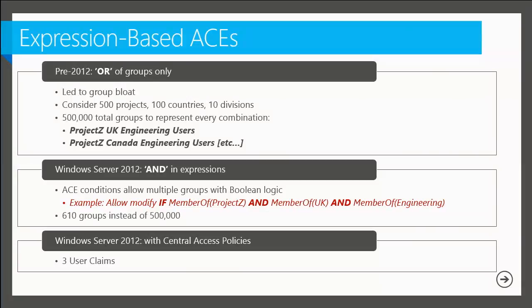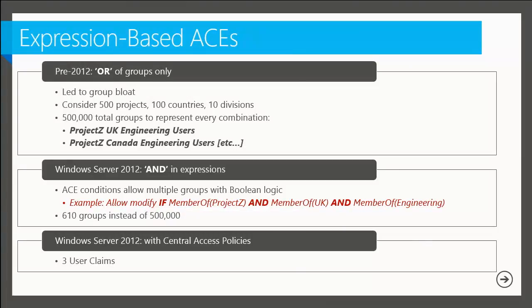Now, if each one of those projects crosses a bunch of divisions, you get worse. In this example, you can go to 500,000 groups suddenly. It's not that complicated of an example. But really quickly, you'll see we end up hitting limits of Active Directory effectively, right? How many groups can a user really be a member of?